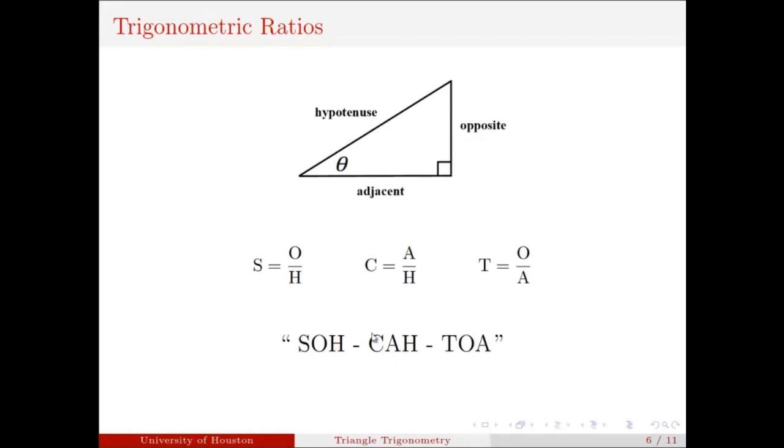The mnemonic device SOHCAHTOA is useful for remembering the trigonometric ratios for sine, cosine, and tangent. Sine is opposite over hypotenuse, cosine is adjacent over hypotenuse, and tangent is opposite over adjacent.